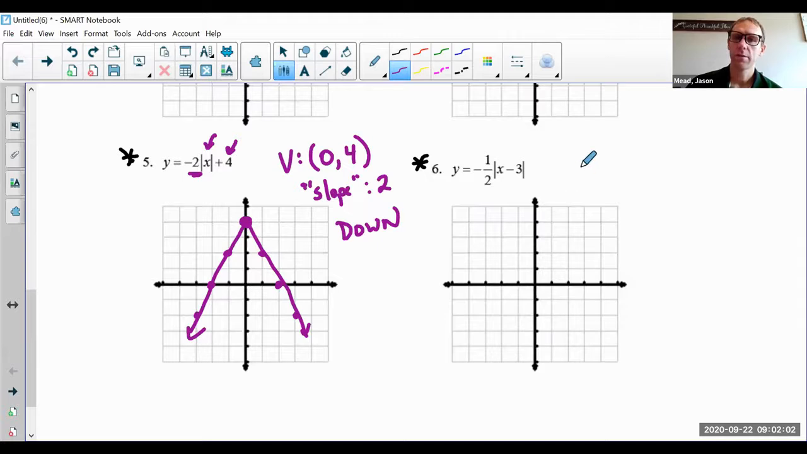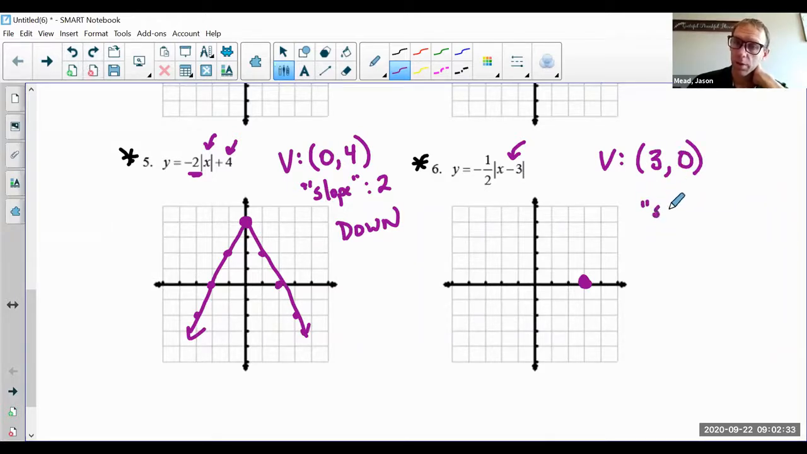Finally, number 6, vertex. This one moves left or right because there's something happening inside the absolute value. This one moves right 3 because if I sub in 3 for x, this whole thing becomes 0. So right 3. There's nothing over here like a plus or a minus or anything. So that means there is no vertical shift, so it doesn't move up or down at all.